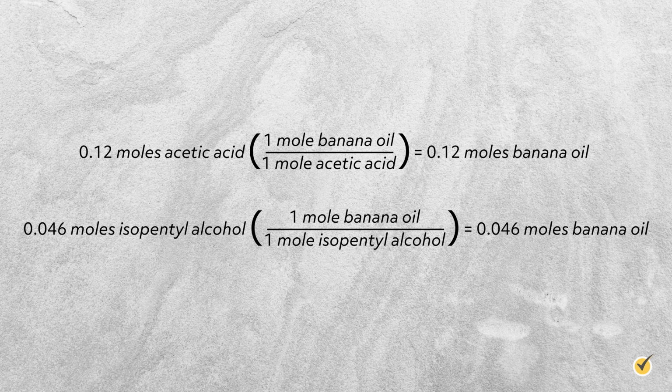From these calculations, we find that we can make a lot more banana oil with the acetic acid than the isopentyl alcohol, which means that our reaction is ultimately limited by the isopentyl alcohol. We've just identified isopentyl alcohol as our limiting reagent, the reactant that will determine the theoretical yield of our product. So even though we have 0.12 moles of acetic acid, at most we can only make 0.046 moles of banana oil because that's how much isopentyl alcohol we have.